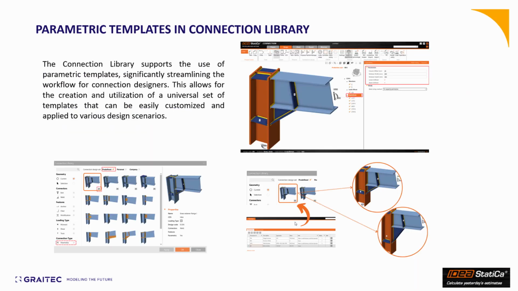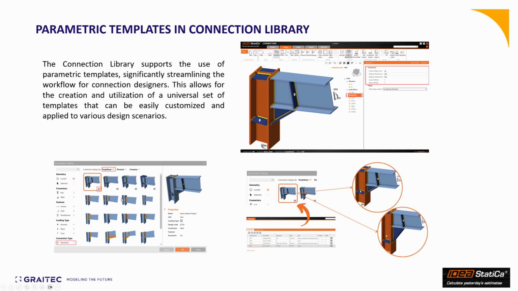So let's talk about the first feature, parametric templates in the connection library. As you know, if you have used our connection library, you are already able to define your customized templates and assign them to your new connections or new projects. The tool that we have added in this new version is that, in addition to being able to select those templates here, some of them are now parametric.